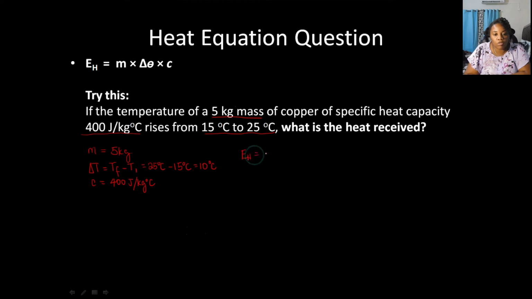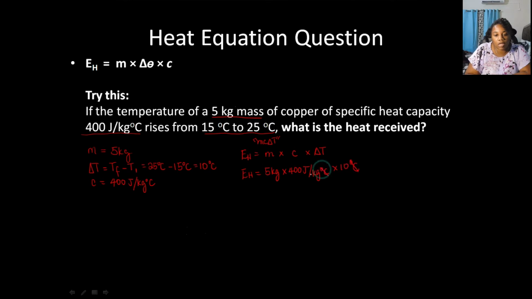So the heat will be equal to mass times specific heat capacity times temperature change. And if you look at this, this is like MCAT. So if you can't remember, just say MCAT. And so we're going to substitute now. The mass is 5 kilograms, and C, specific heat capacity, is 400 joules per kilogram degrees Celsius, times 10 degrees Celsius.